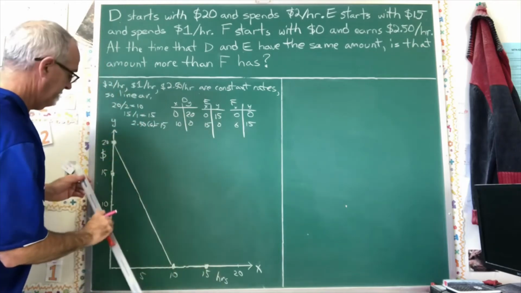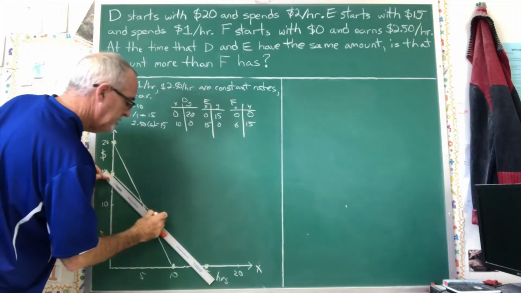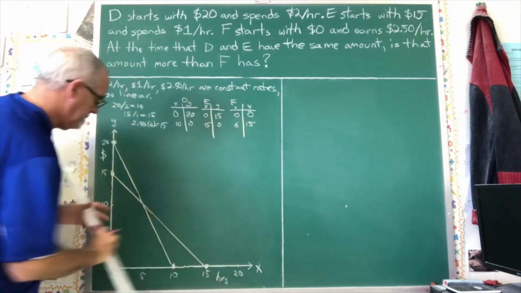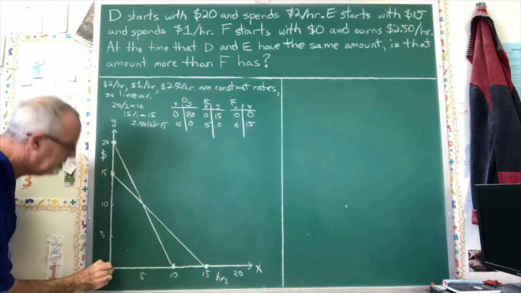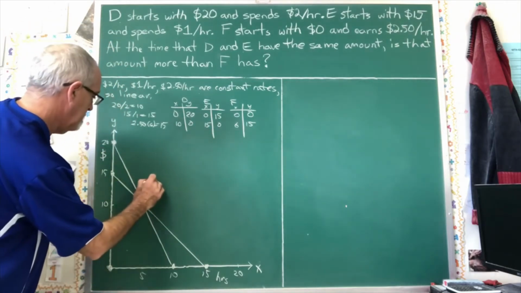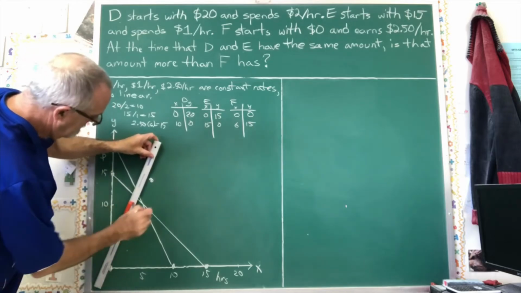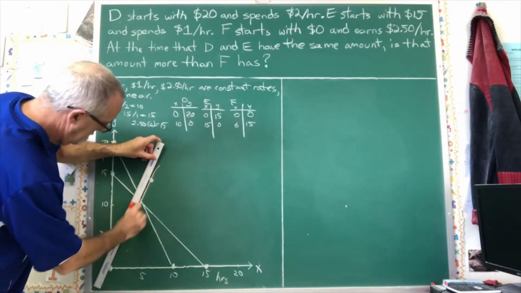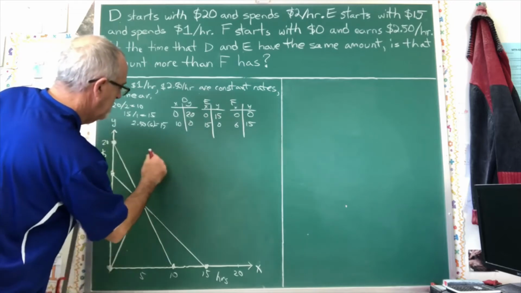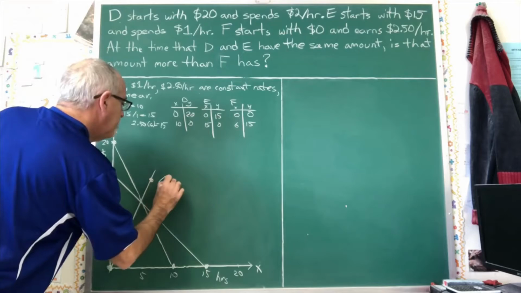Now, I'm scaling my axes. I decided to go up to 20 for both because that will be giving me enough information to answer the question. And I am labeling the axes with dollars on the y-axis and hours on the x-axis. And I'm able to draw lines between these intercepts for D and E. And for F, I'm drawing a line between (0, 0) and (6, 15).